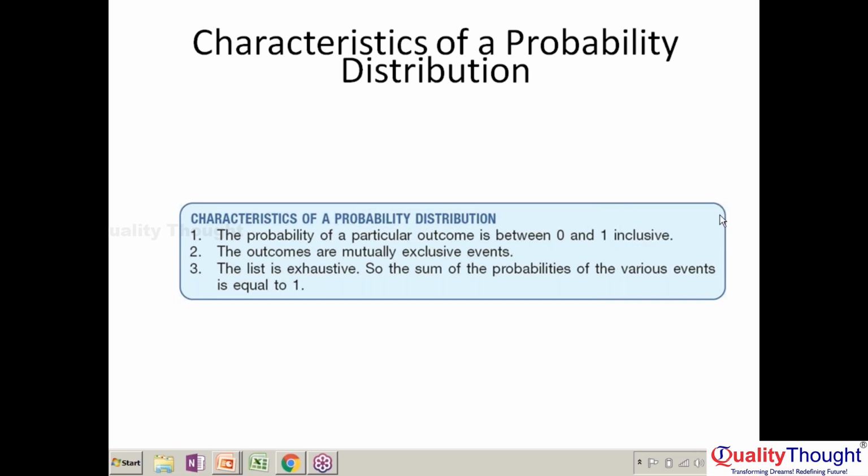And now the list is exhaustive. Why? Because we have a lot of lists. Each and every time that you are tossing a coin, you have to make one combination. If you go on doing it, you will get an exhaustive list, which means a longer list. But at the end, the sum of all the probabilities of various events should be equal to 1.